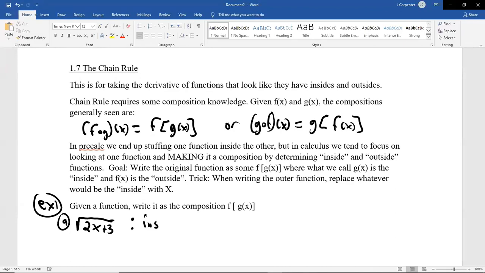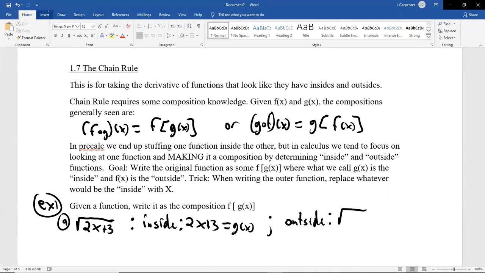So the inside is the 2x plus 3. The outside, and now the inside is what we call the g of x, because that's what's inside the composition. The outside is the square root part. Now, some people will write square root and then they'll actually write the word inside here, but I don't really like to do that.